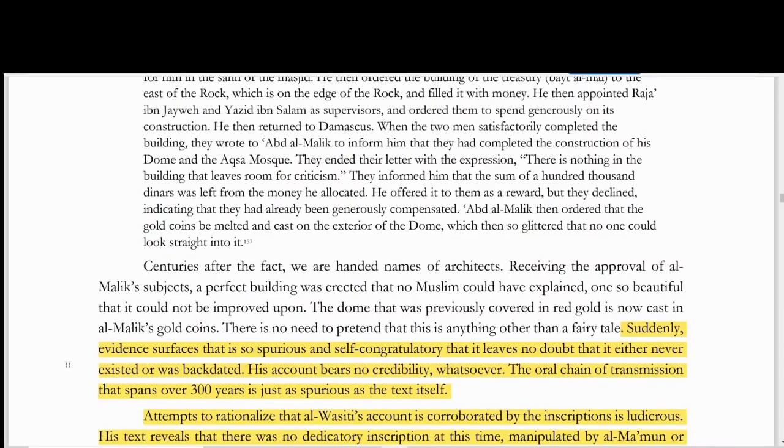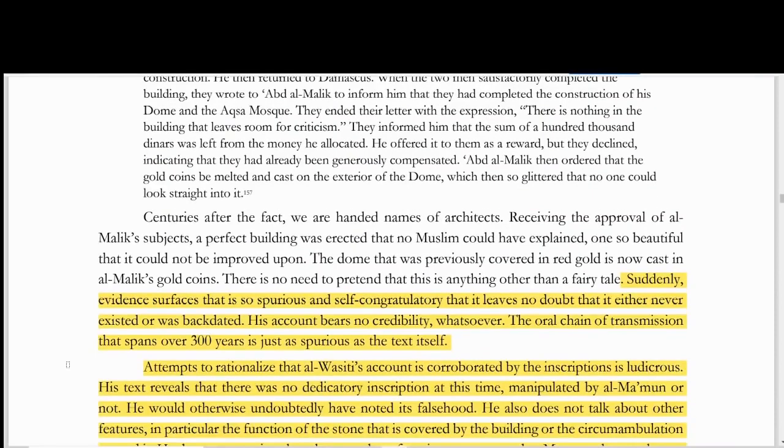Centuries after the fact, we were handed names of architects. Receiving the approval of al-Malik's subjects, a perfect building was erected that no Muslim could have explained, one so beautiful that it could not be improved upon. The dome that was previously covered in red gold is now cast in al-Malik's gold coins. There is no need to pretend that this is anything other than a fairy tale.